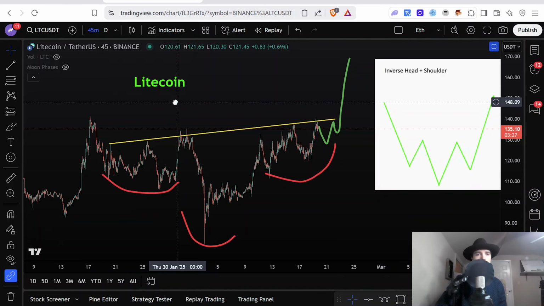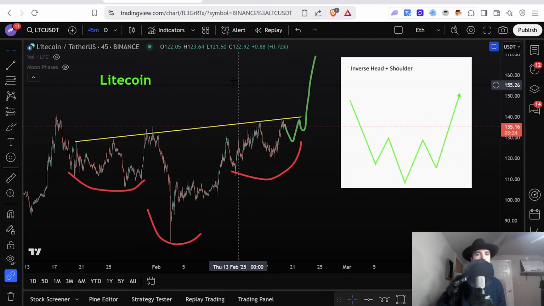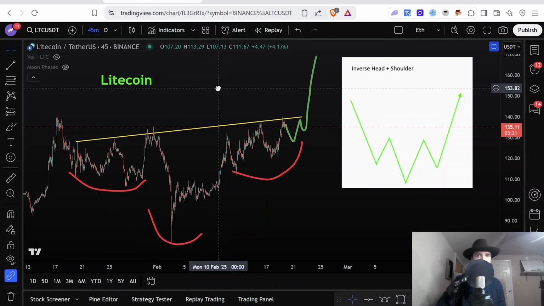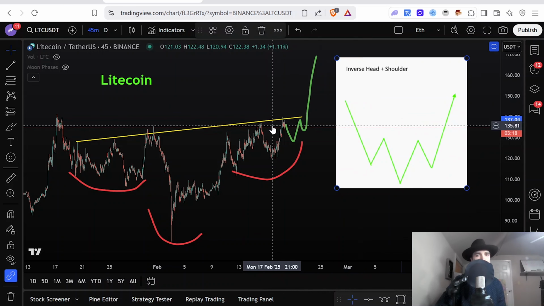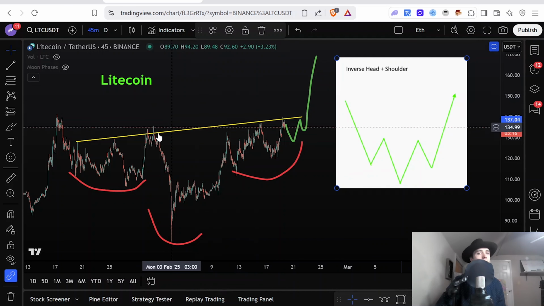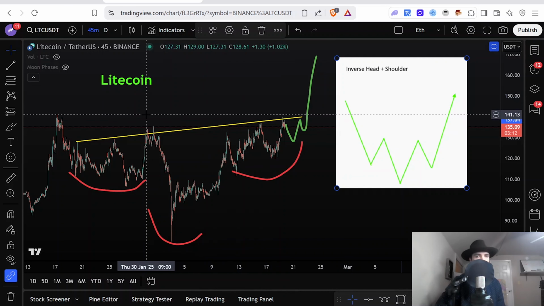All right, so Litecoin. We're starting off here on the 45-minute time frame and checking on this inverse head and shoulders. Here on the 45-minute time frame, you guys can see we have an inverse head and shoulders pattern, and what I believe will happen is we will break bullish out of this pattern.